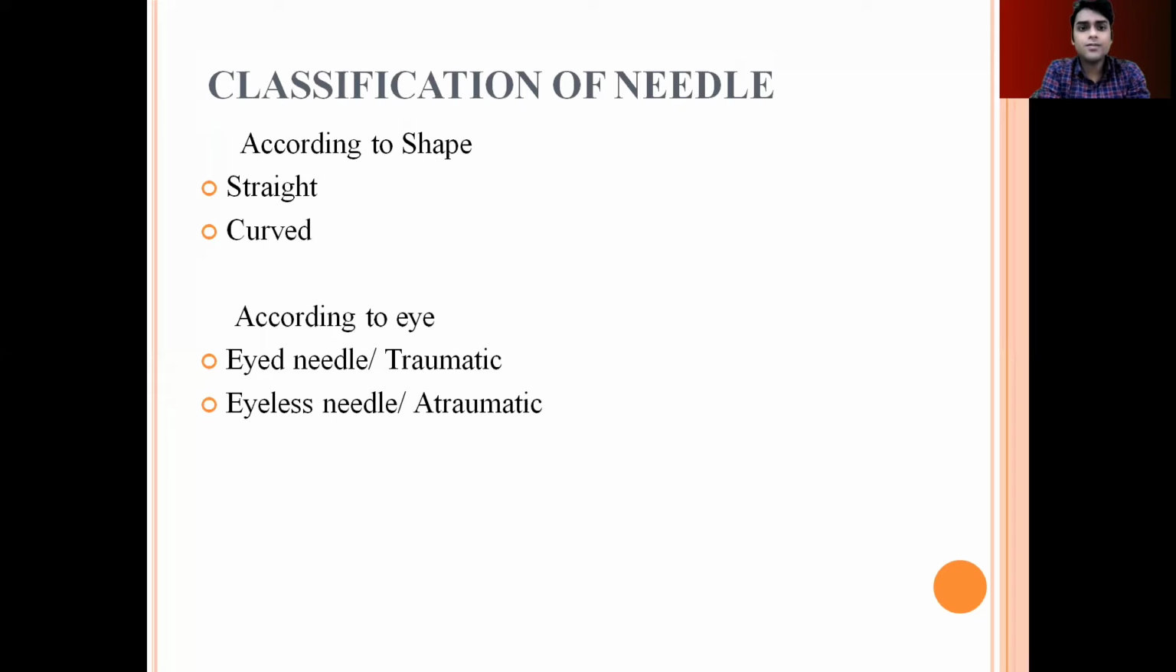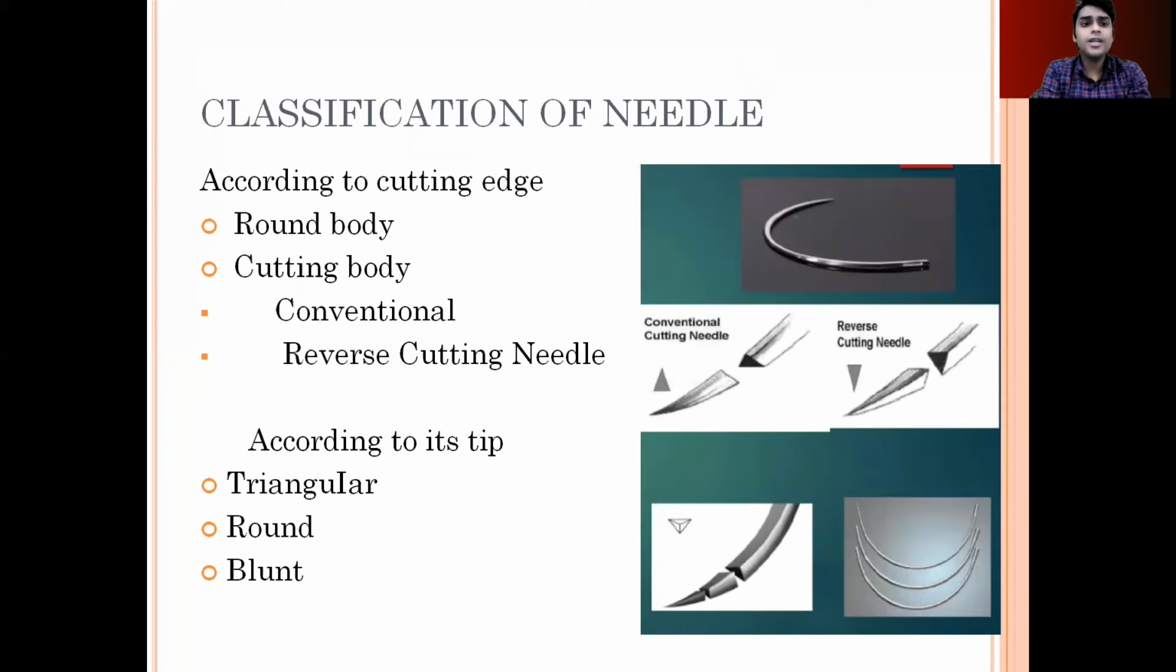It can be classified according to shape as straight or curved, according to eye as eyed needle or traumatic, eyeless or atraumatic. According to the cutting edge, it can be round body or cutting body. The cutting body is further divided into the conventional and reverse cutting needle. According to its tip, it is divided into the triangular, round, and blunt.